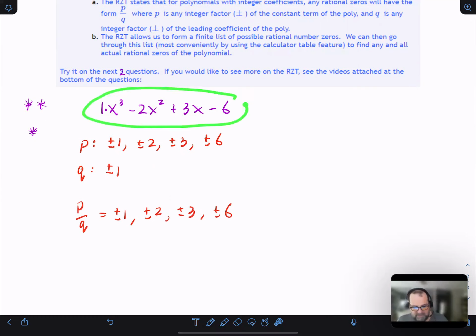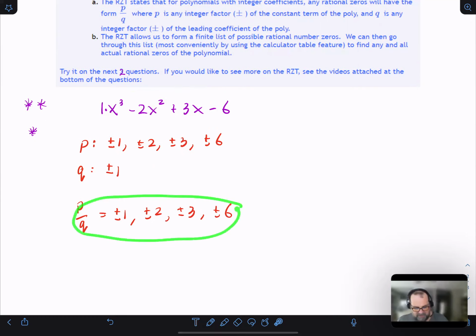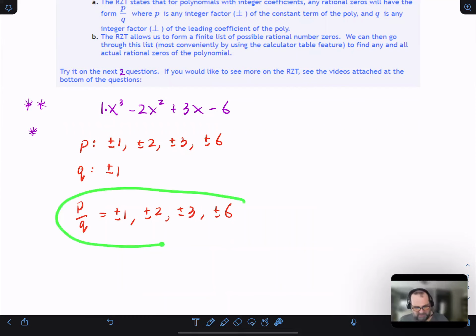Put this guy into Y1 on your calculator and go to your table feature and start plugging in +1, -1, +2, -2, +3, -3, and so on. And again, if there is a rational zero, it has to show up in this list.